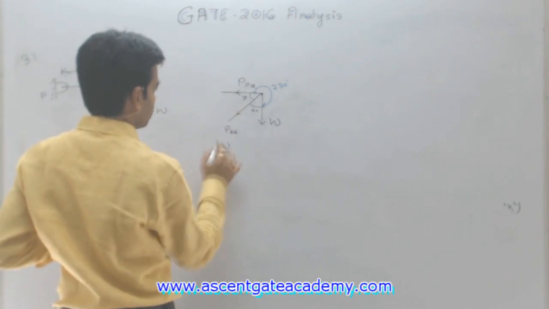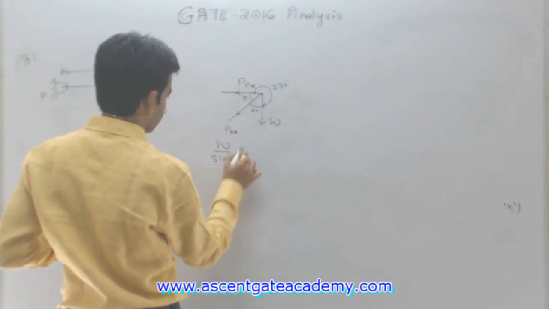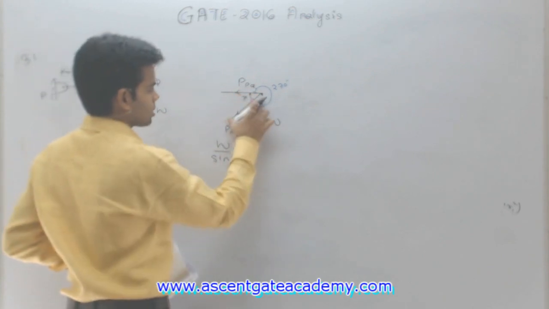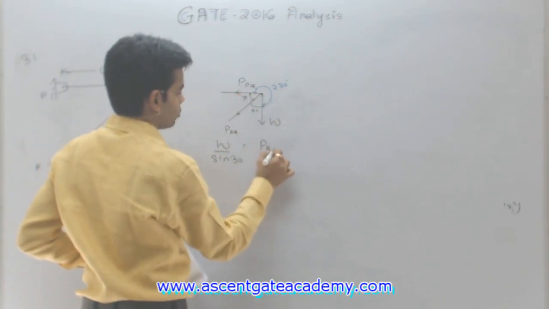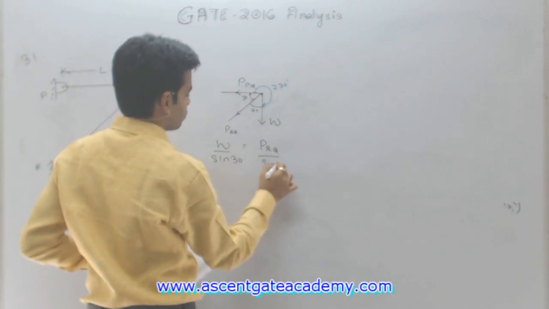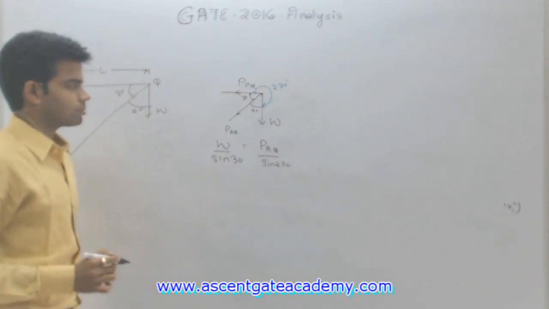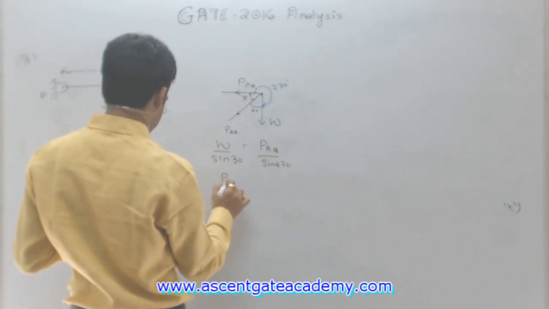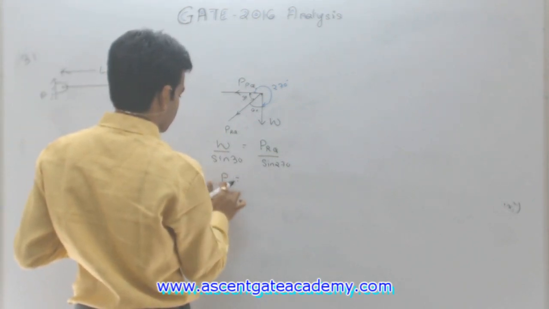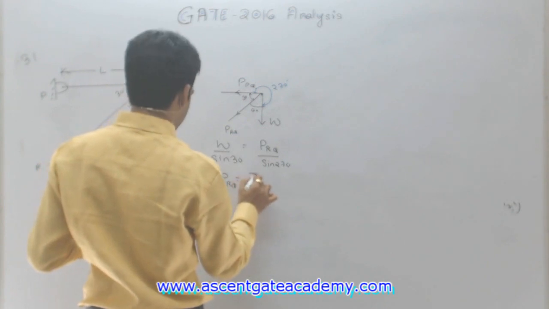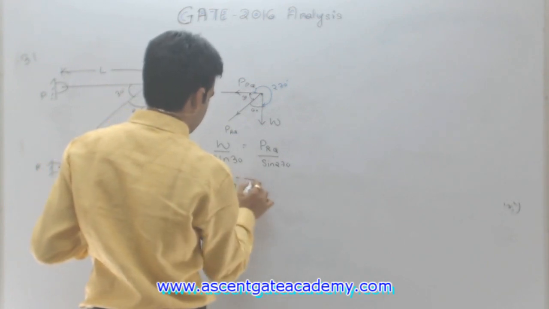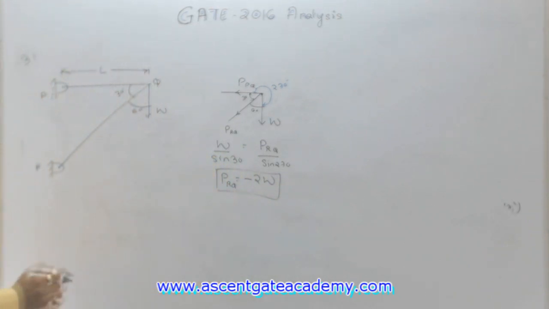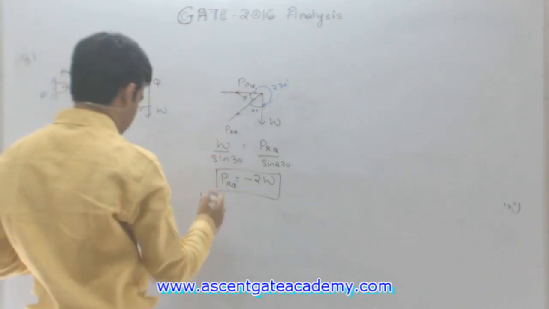W upon sine 30, W upon sine of this angle is equal to PRQ upon sine of 270. That's it. Okay, now just put the value. We will get what? This PRQ will be equal to minus of 2W. This is PRQ.